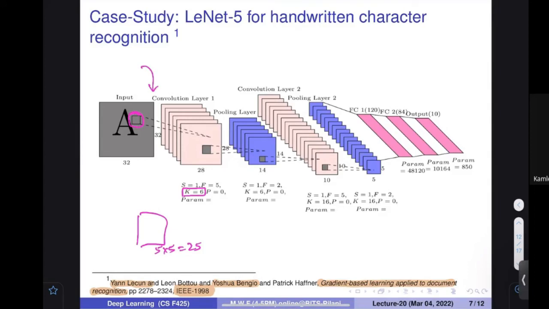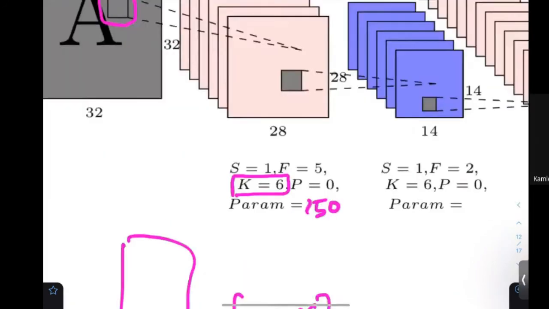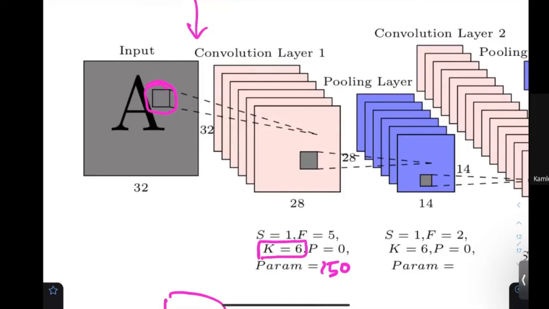You say that 25 is there inside one, so 6 such things are there. So 150 parameters are there. How many parameters? 150. Any questions on that? What is the output? Since input was 32 cross 32, we know that the formula is (32 minus f) divided by stride, where stride was 1 and padding was 0, so plus 0 plus 1. This is the answer where s is equal to 1.